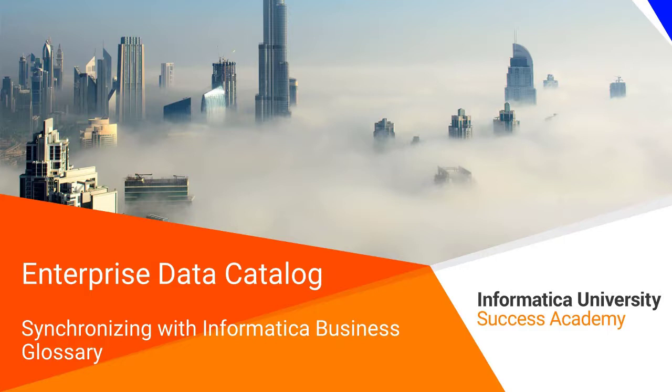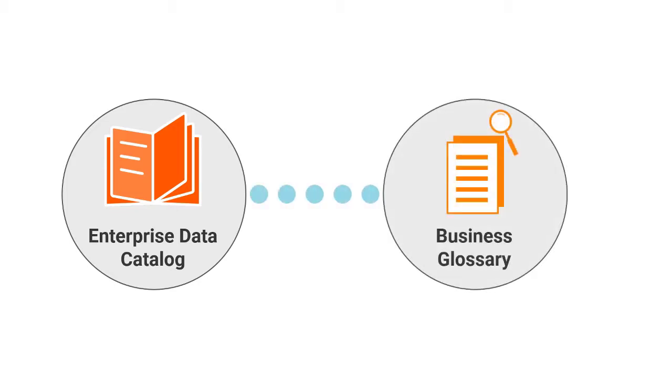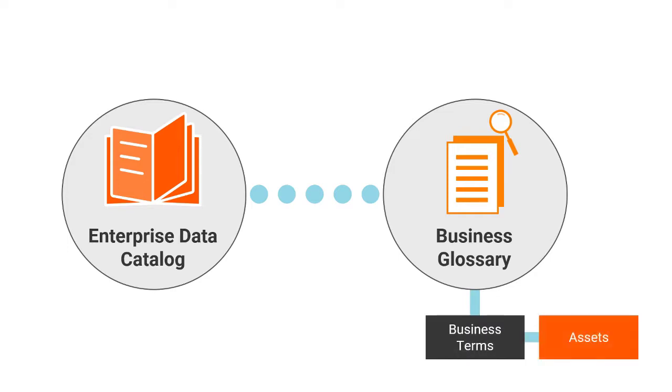Enterprise Data Catalog, Synchronizing with Informatica Business Glossary. Enterprise Data Catalog can be synchronized with Informatica Business Glossary to manage associated business terms and their link to assets. EDC has a default resource that connects to the Business Glossary.